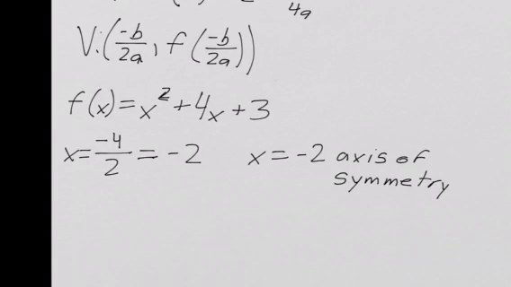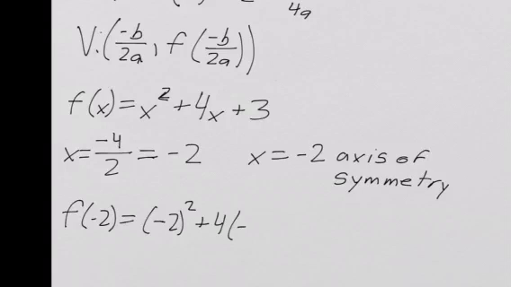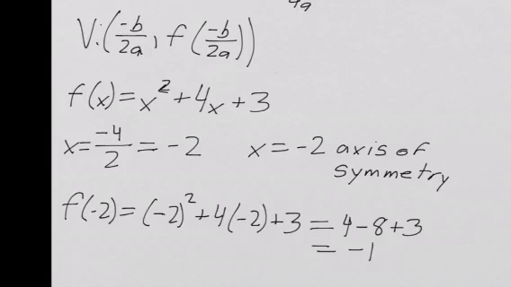And then we want to find f of negative 2. So we have negative 2 squared plus 4 times negative 2 plus 3. So that's 4 minus 8 plus 3, which comes out to negative 1. So we can say the vertex is the point negative 2, negative 1.